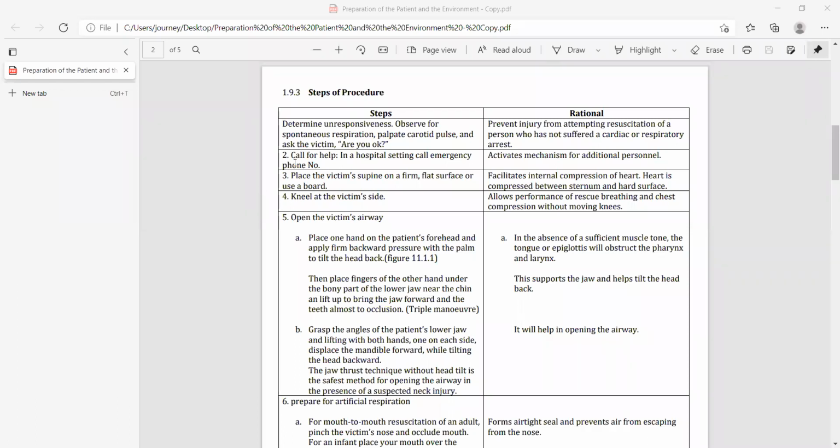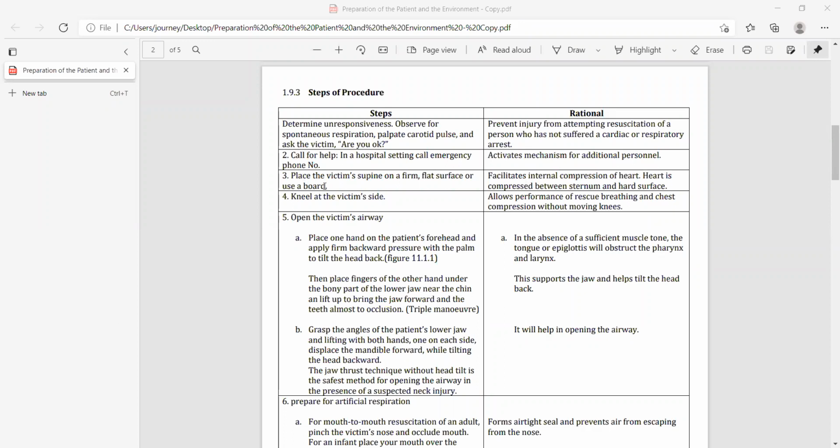Okay, number 2, call for help. In a hospital setting, call the emergency phone number. So when someone needs resuscitation, or is unconscious, or is serious, you have to call the hospital emergency number. And then the rationale is what? To activate the mechanism for additional personnel.